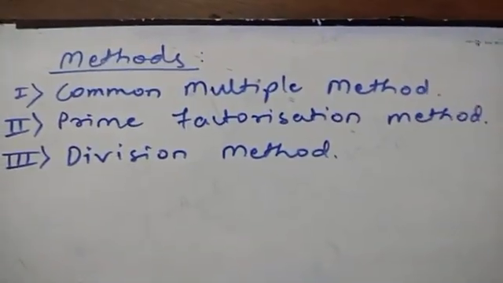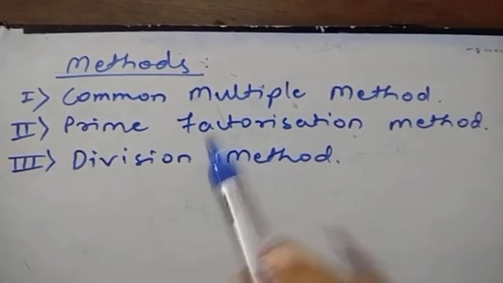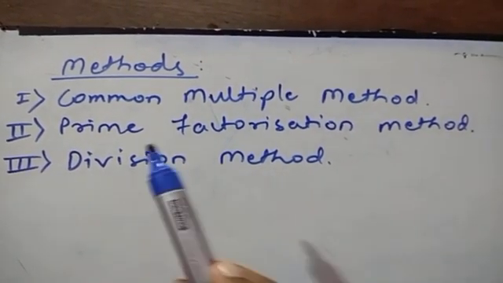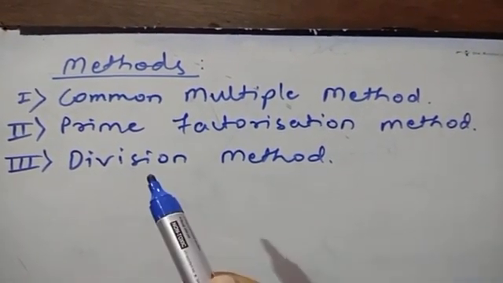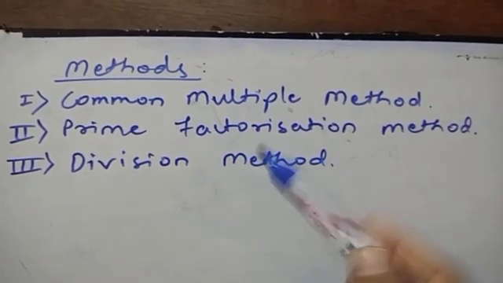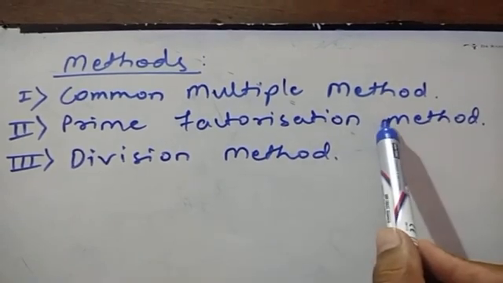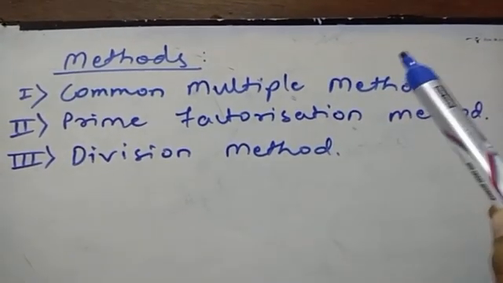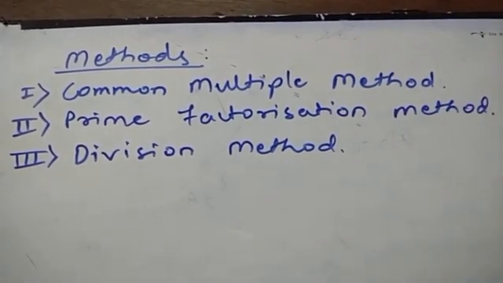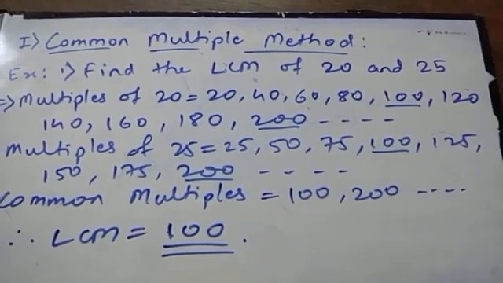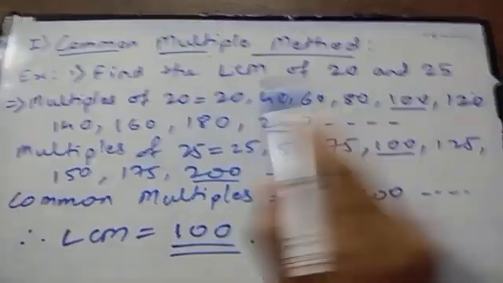Students, to find out LCM, we use three methods. One is common multiple method, second one is prime factorization method, and third one is division method. To solve one example, finding LCM of 2 and 3, we used the common multiple method. Now let's try to use other methods also to find out LCM. Let's solve one example with the help of common multiple method.